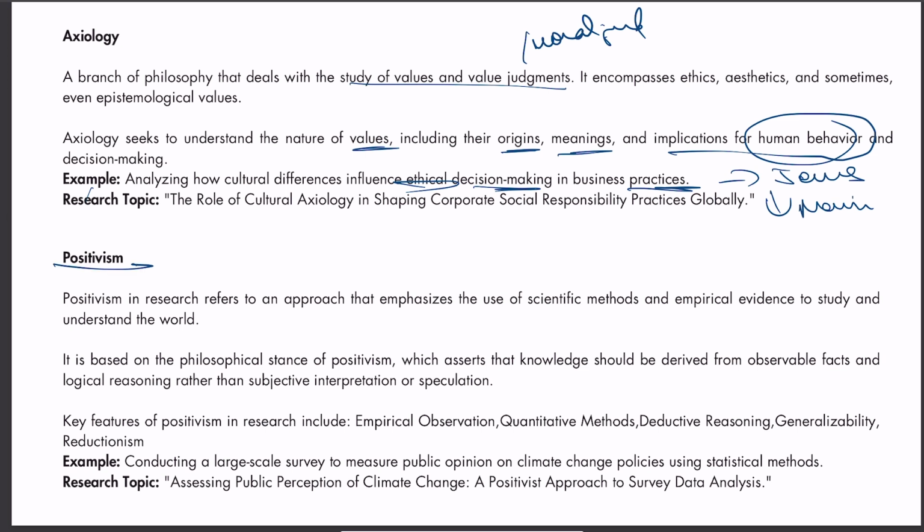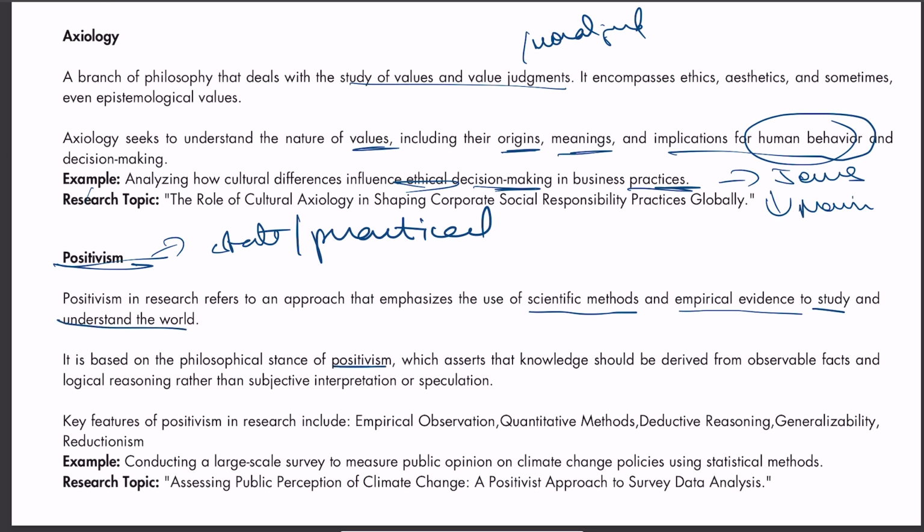Next, we have positivism, which is all about statistical methods and practical applications. It refers to an approach that emphasizes the use of scientific methods and empirical evidence to study and understand the world. It is based on a philosophical stance of positivism. It's a very important term: knowledge should be derived from observable facts.